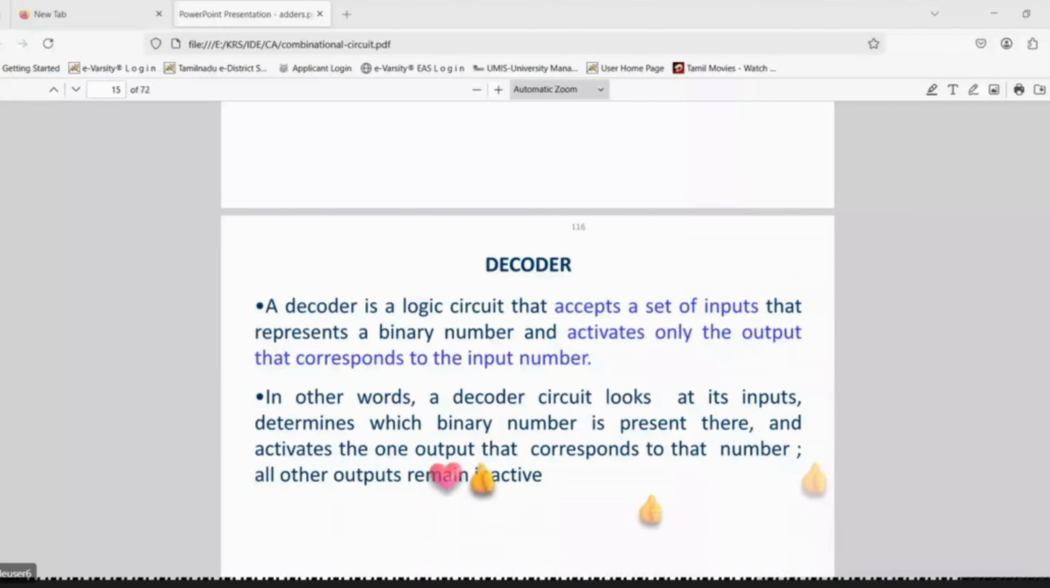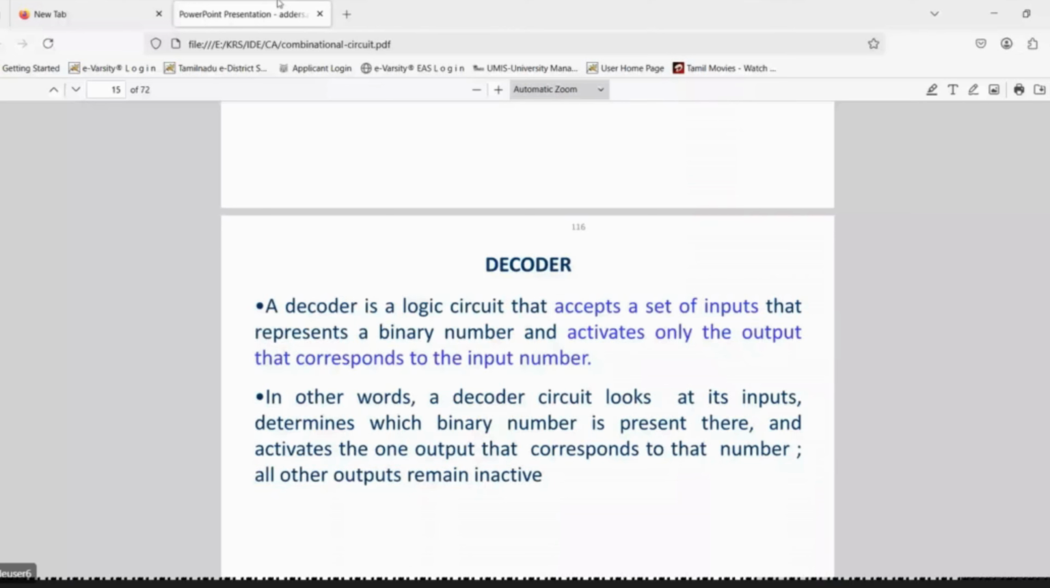In the last class we discussed combinational circuits, adders and subtractors. There are two types of adders: half adder and full adder. Half adder is the addition of two binary values, so there are two inputs and two outputs, sum and carry. Similarly, in full adder there are three inputs and two outputs. The outputs are sum and carry.